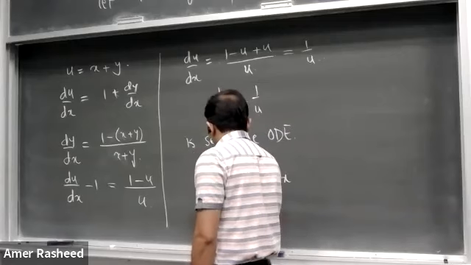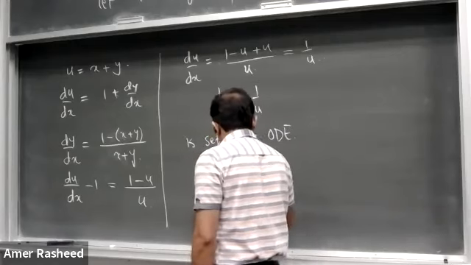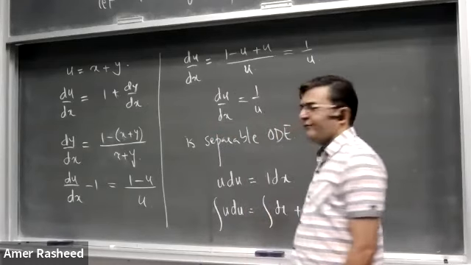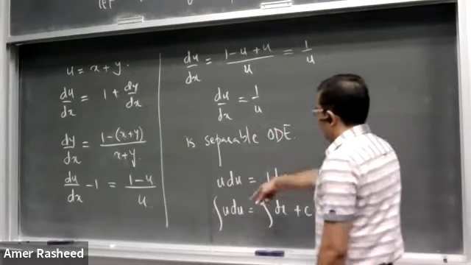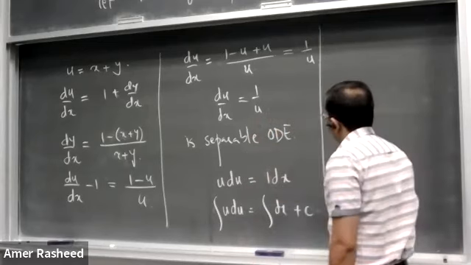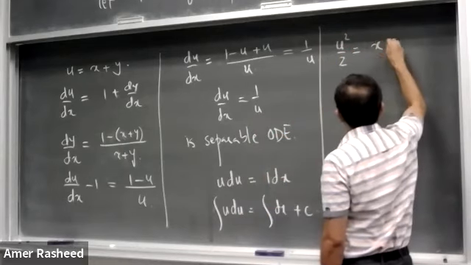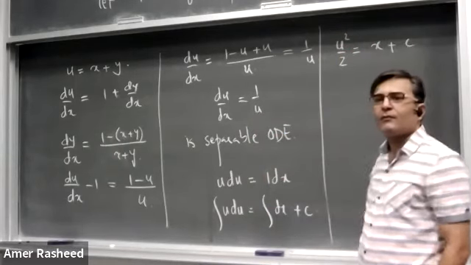So what do we get here? The integral of dx plus a constant of integration. And then the left hand side becomes u squared by 2 is equal to x plus c.